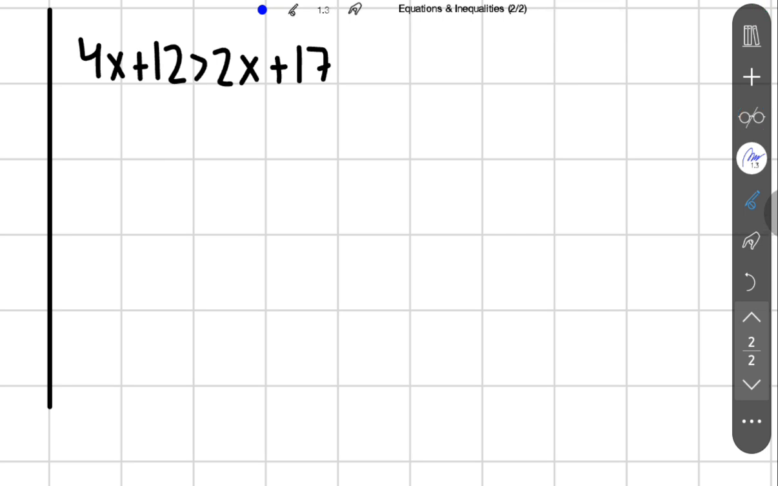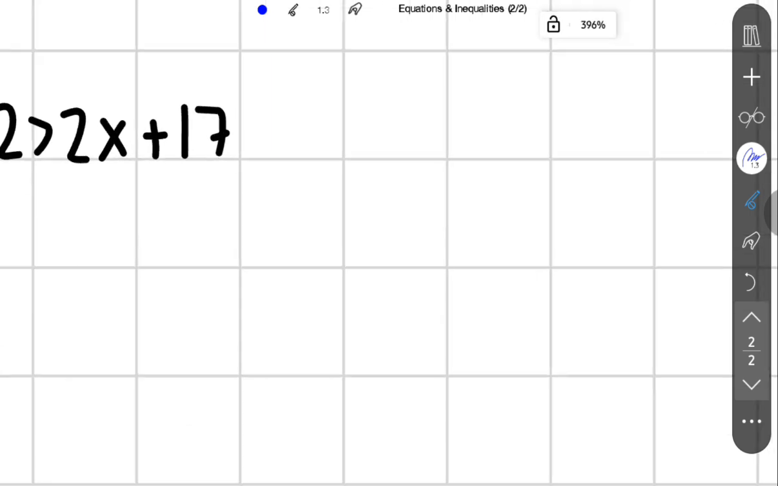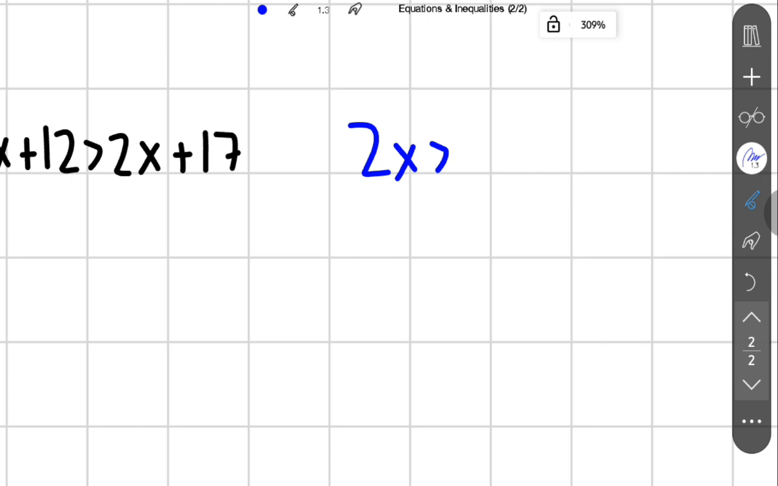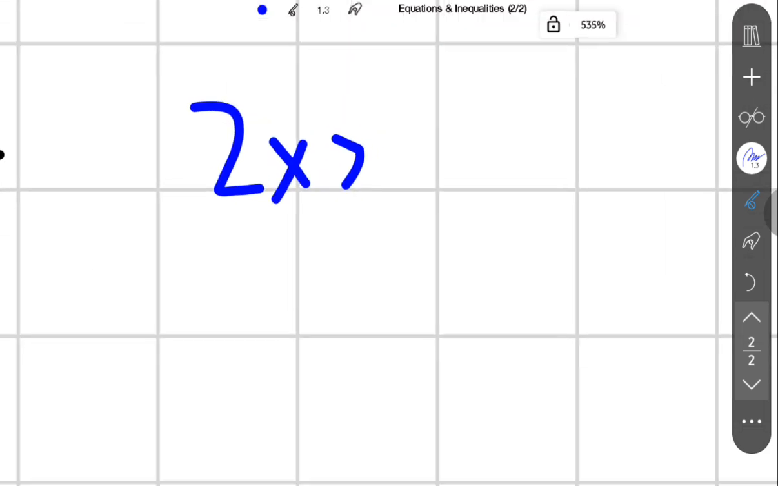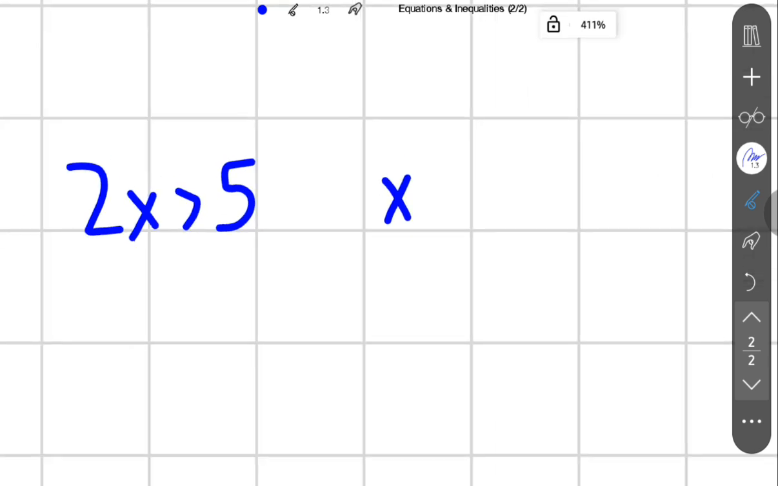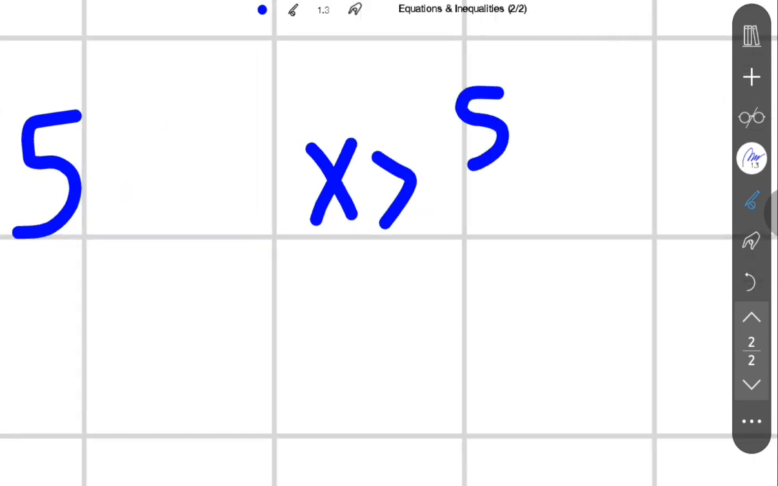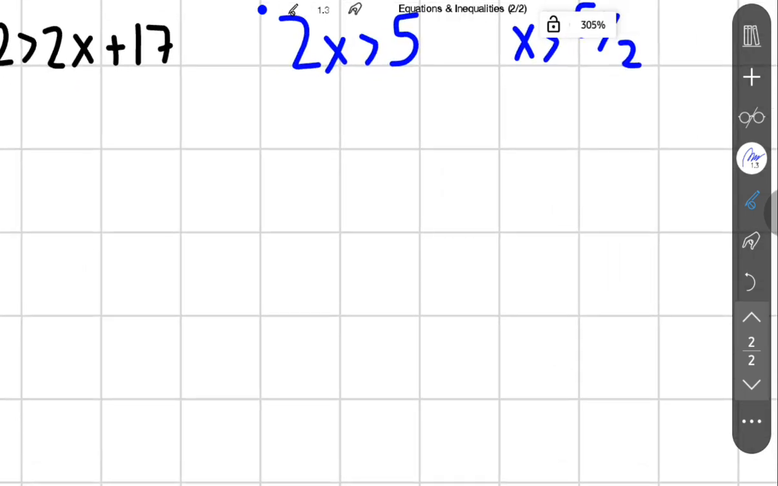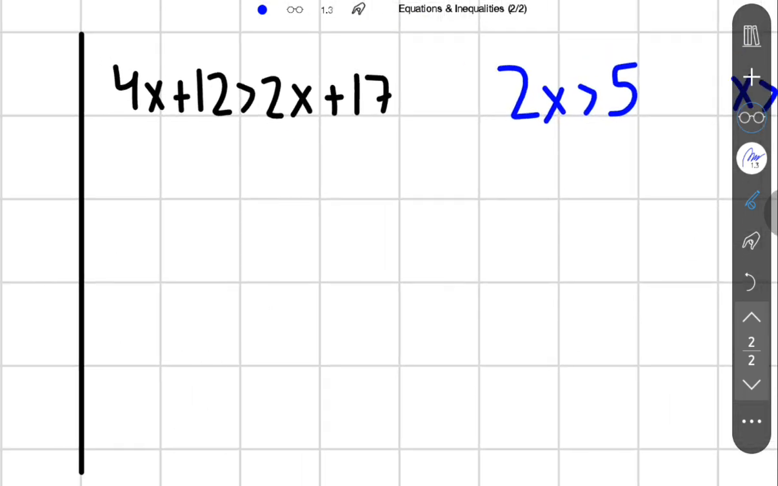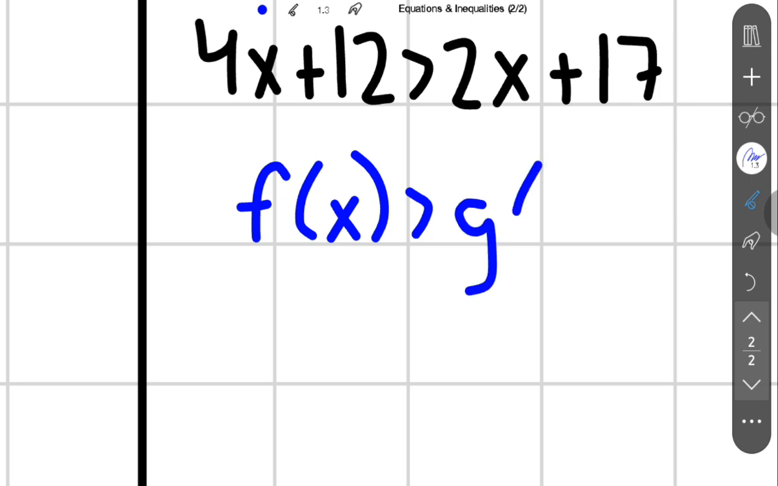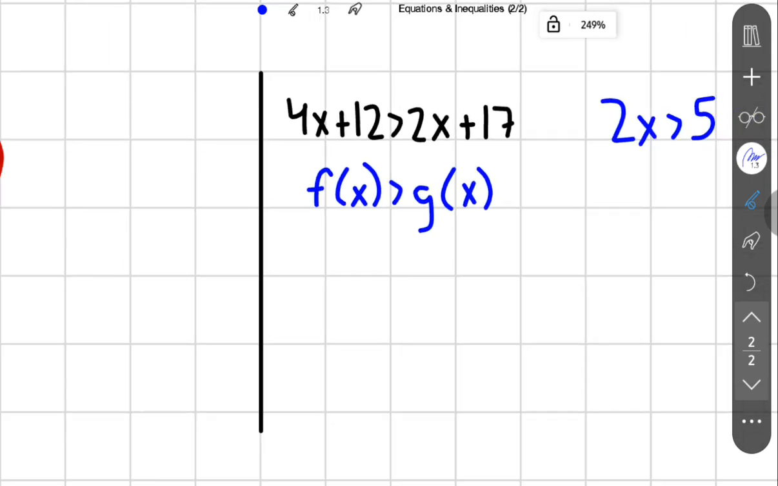Like terms, obviously we could subtract 2x from each side, we'll be left with 2x greater than, and we subtract 12 from both sides, so we'll be left with 5 here. Then sending the coefficient of x to the other side, we'll be left with x is greater than 5 over 2. And if I also assume that each of these expressions is a function of x, so let's say this is f of x is greater than, let's say, g of x, I'd like to know what this looks like graphically.